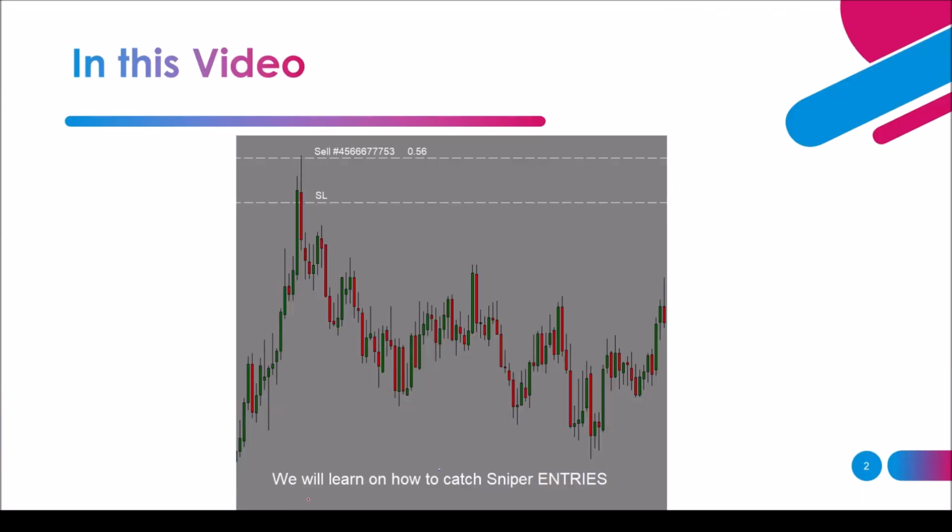In this video, we'll learn how to catch sniper entries. By sniper entries, we mean extreme entries at the market points like these ones. This is a very big advantage in your trading because it actually gives you a very small trading stop loss, thereby allowing you to get a higher risk to reward ratio. So sit back, relax, and learn something new.